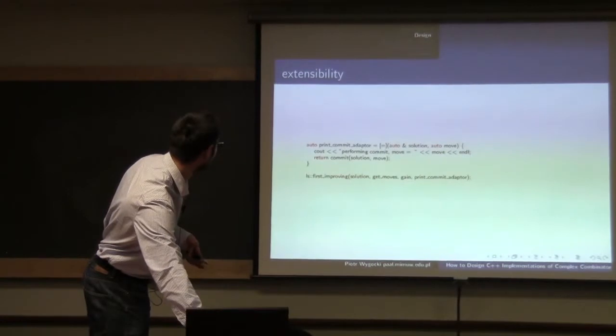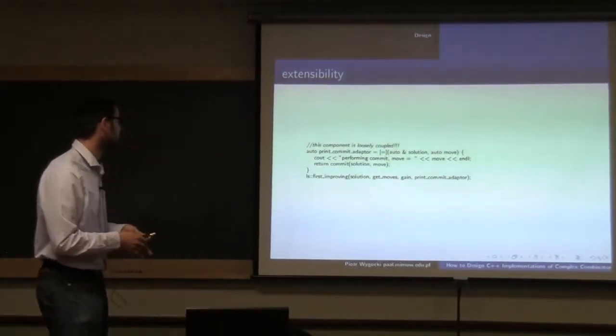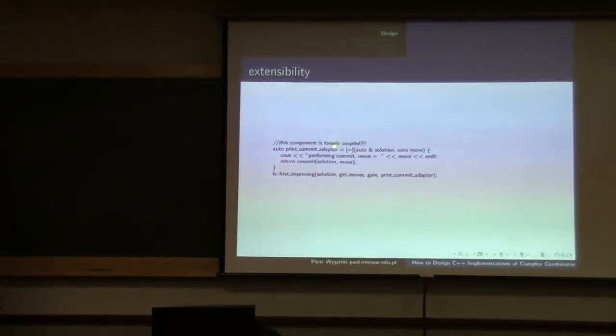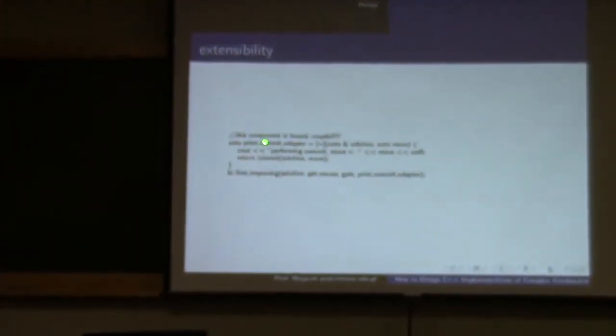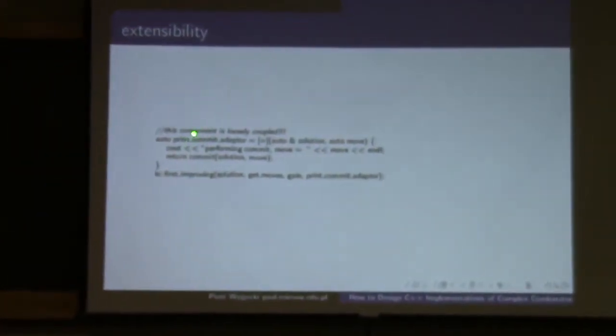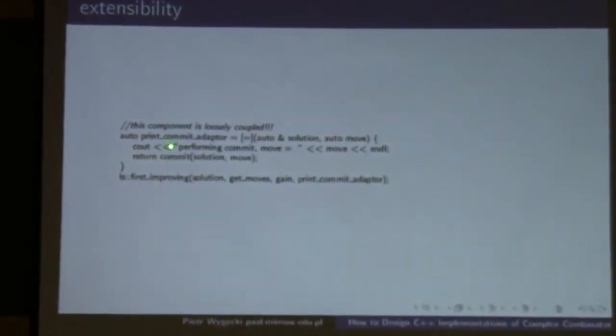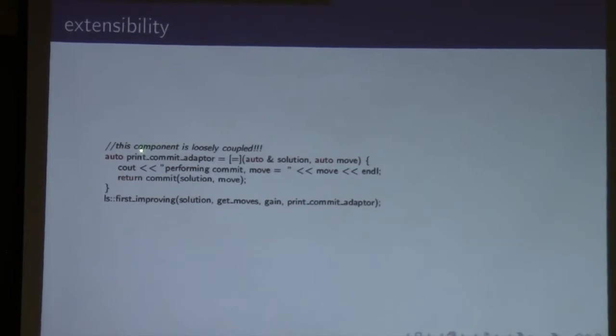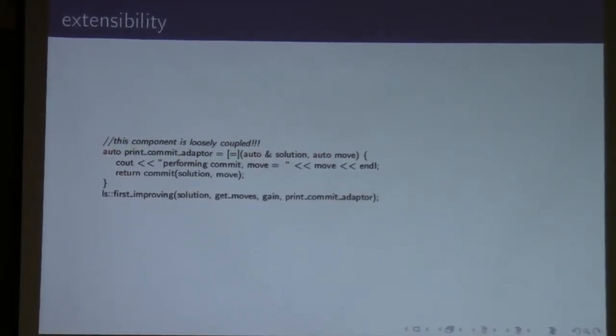That's what I was expecting, and this component is very loosely coupled. That's what I meant. So this is totally independent of the problem definition. There's only one constraint: this move has to be printable, and that's all. So that's what I meant by loose coupling, and we are going to write our component this way. And we think that this is a very cool way of writing our components.